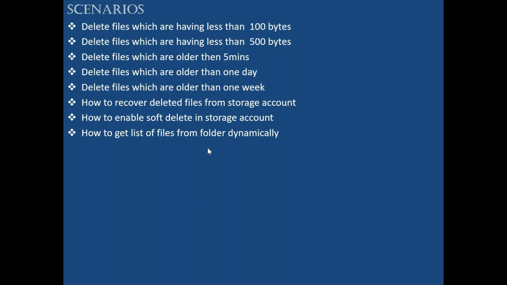Can you tell me the answer: which activity do we need to use to do this? How to get a list of files from a folder dynamically? Which activity do we need to use and how do we do that? Metadata, right? Very good, Metadata. So within the metadata, which field do we need to use? Array list. File exist.